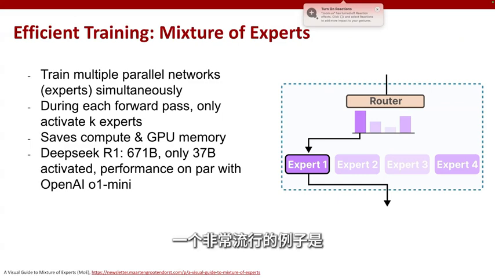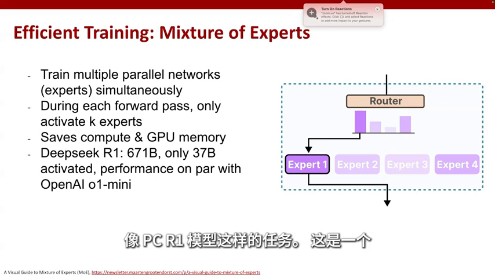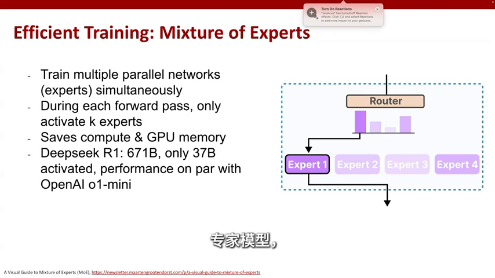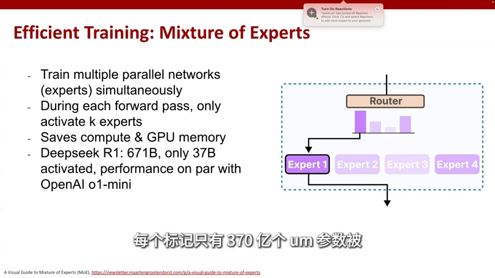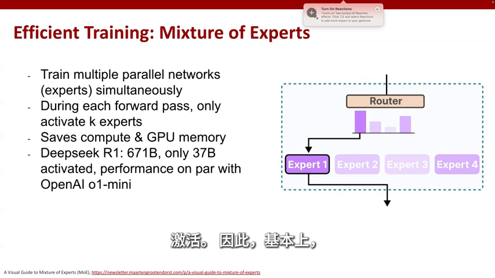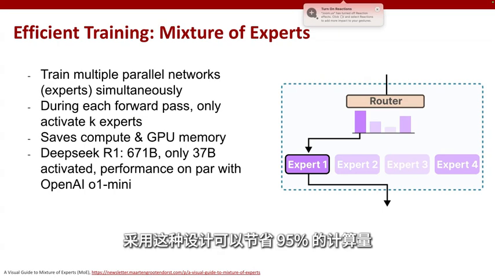And one very popular example is the recent DeepSeek-R1 model. This is a mixture of experts model that has 600 billion parameters in total. But for each token, only 37 billion parameters are activated. So essentially, you will save like 95% of the compute with this design.